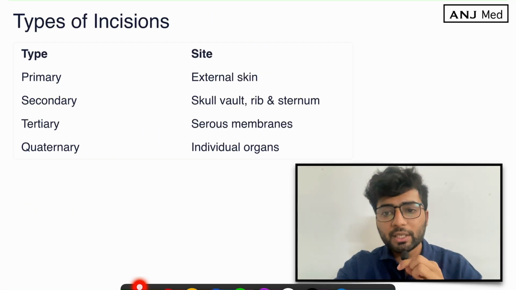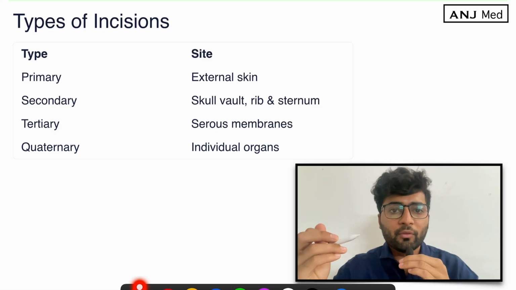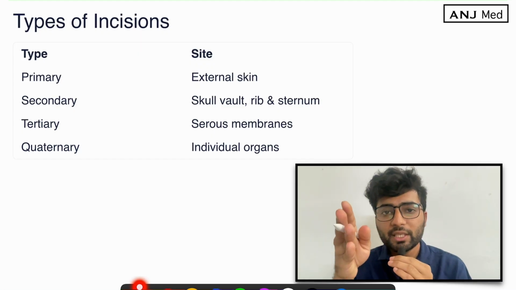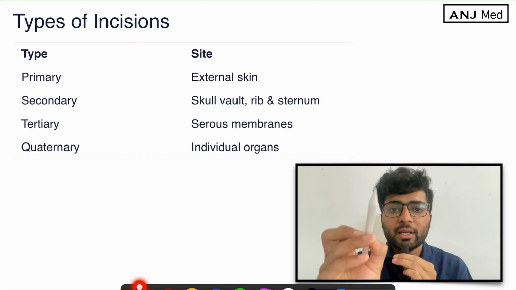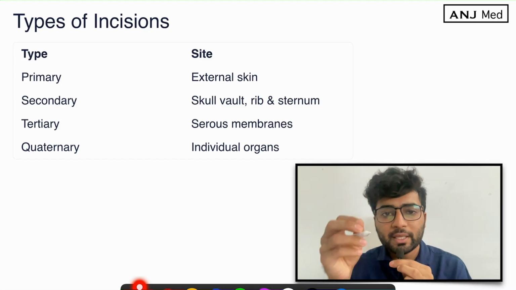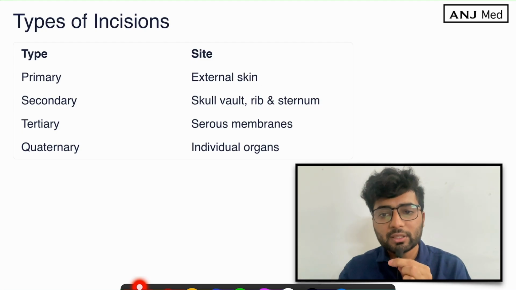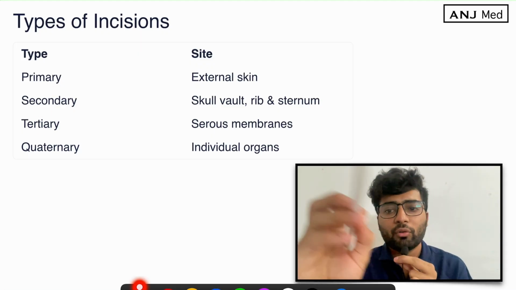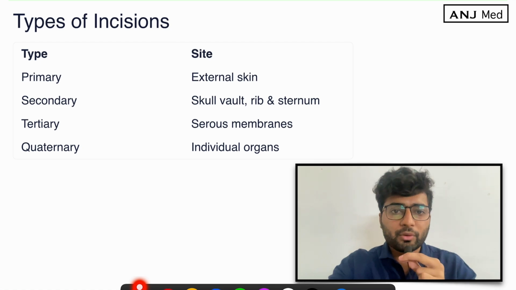Now, types of skin incision. See, first is primary. Let's say we are dissecting the thoracic cavity. Then we'll apply the first skin incision. Then we'll apply the incision on the sternum or ribs, which are the bones. Then the lung membranes or heart membranes. Then individually the organs like lungs and heart. So there are four types of incision: primary, secondary, tertiary, and quaternary. Now we'll study each in detail.